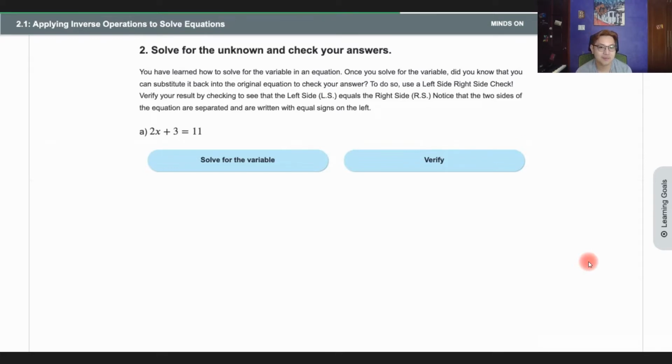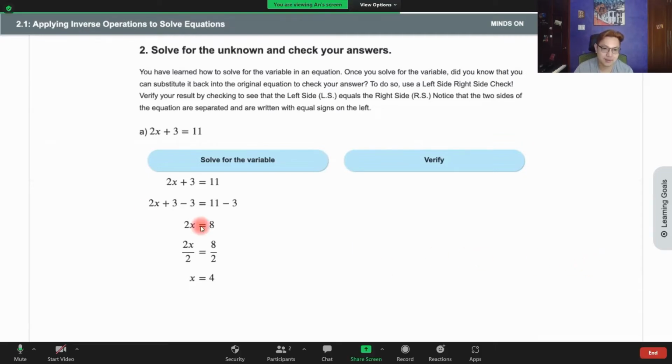Okay, let's just try to solve this one. So you move 3 to the right, so subtraction. Okay, let's just click on solve for the variable. So here they don't move, they just minus 3 for both sides, which is equally the same thing. And then plus 3 and then minus 3 eliminate each other. And then you have 2x equal to 8. And then you have x equal to 4.